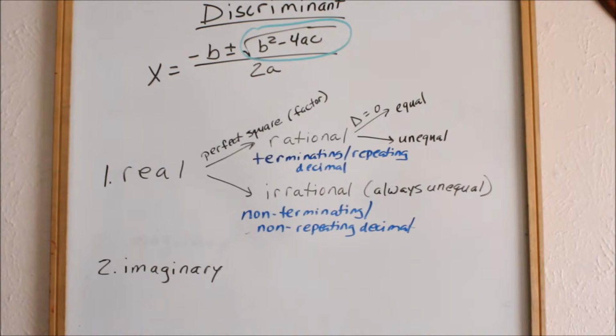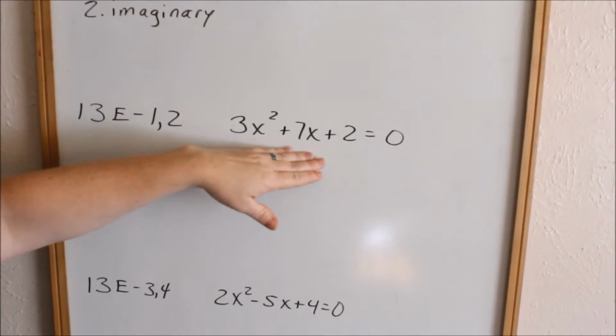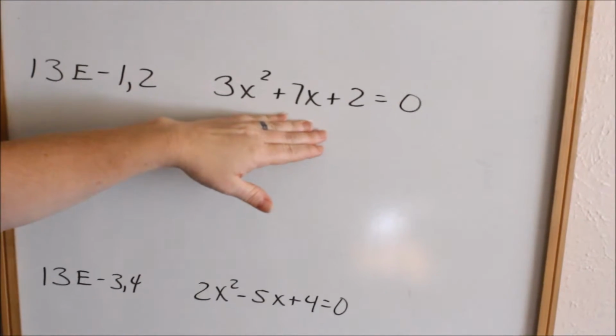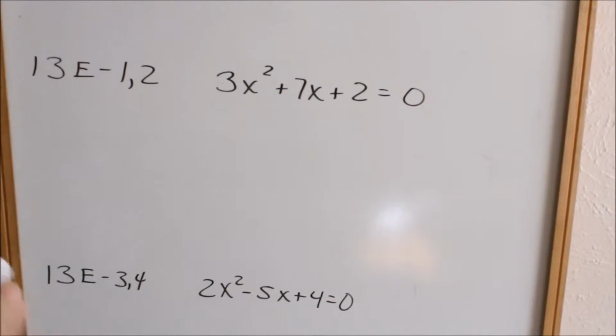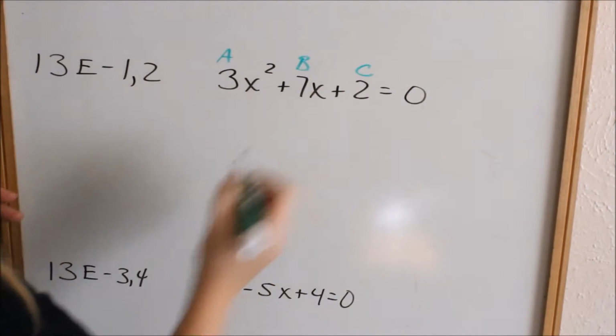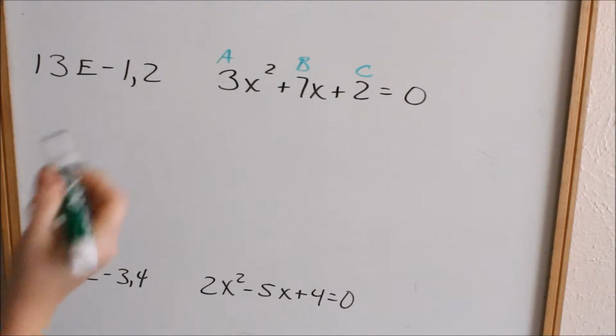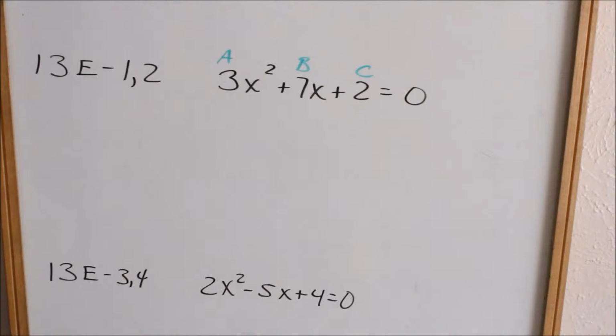Okay, so let's look at a problem. Let's look at 13E, number 1 and 2. You have this equation. Always make sure your equations are set equal to 0. And then here is my A, here is my B, and here is my C. So we can just look at the discriminant. So I am just going to look at the discriminant.